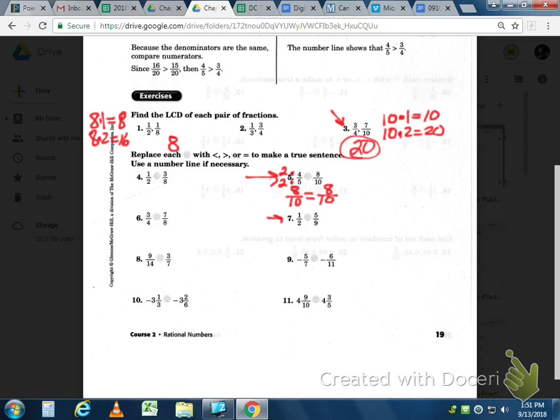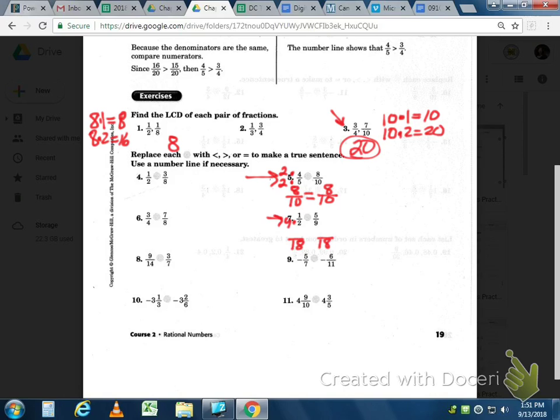Okay, let's do this one. 1/2 and 5/9. Eli, what's the common denominator? 18. So we're going to write them both with 18. Now, Eli, 2 times what is 18?